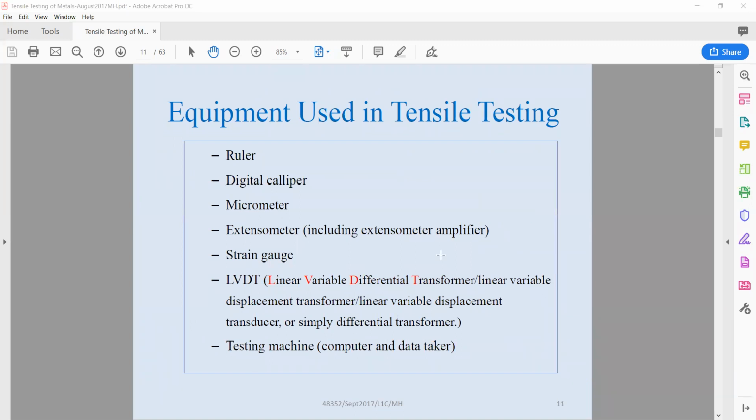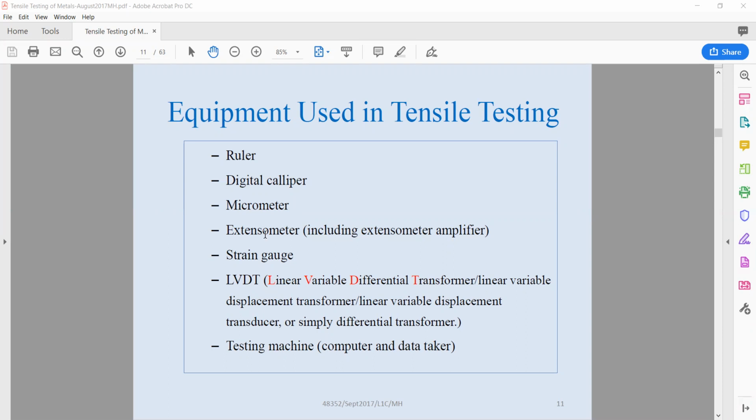What are the equipment used when we do tensile testing? We have a ruler and a digital caliper. The ruler is a normal ruler that you know. The digital caliper is digital, and most of these calipers read to 0.01 millimeter. A micrometer reads to about 0.001 millimeter. Usually we use a digital caliper to measure the gauge length, while we use a micrometer to measure the diameter of the sample.